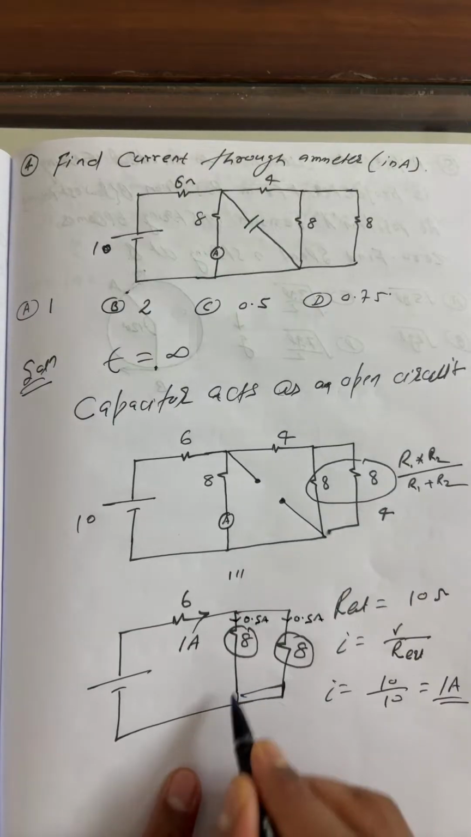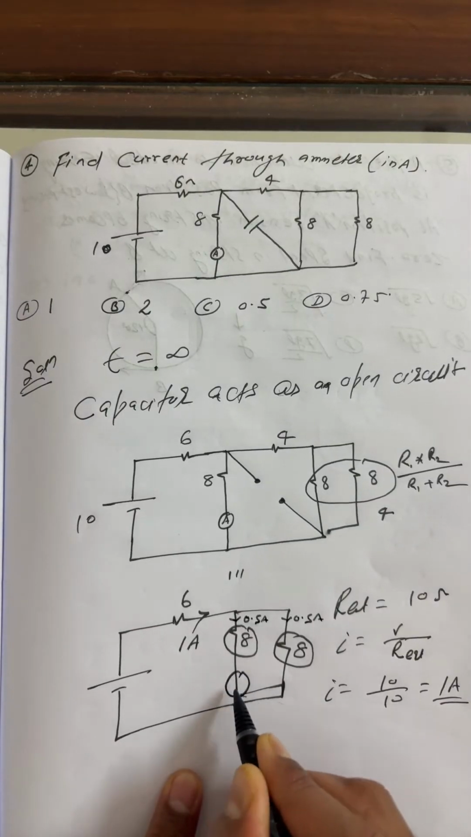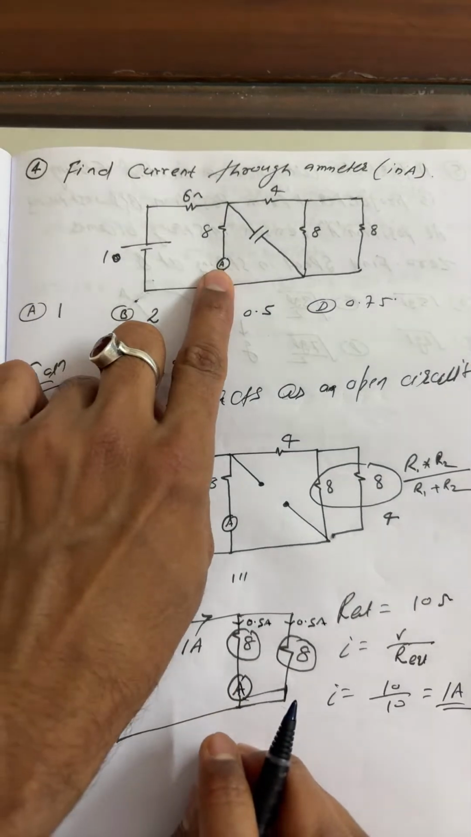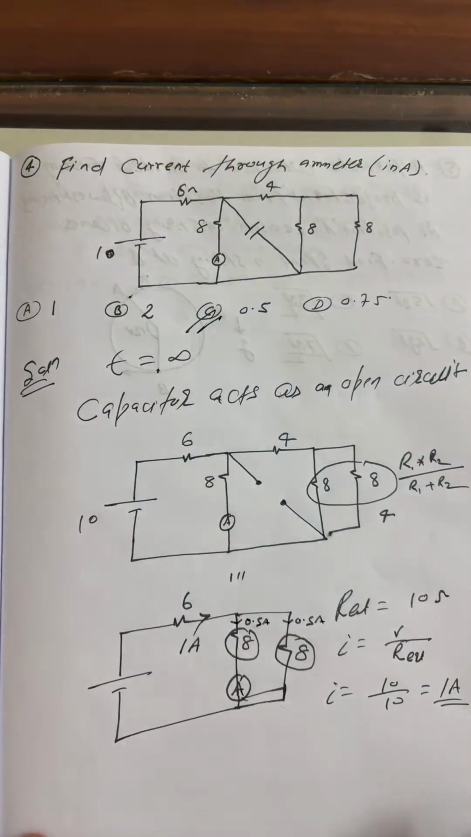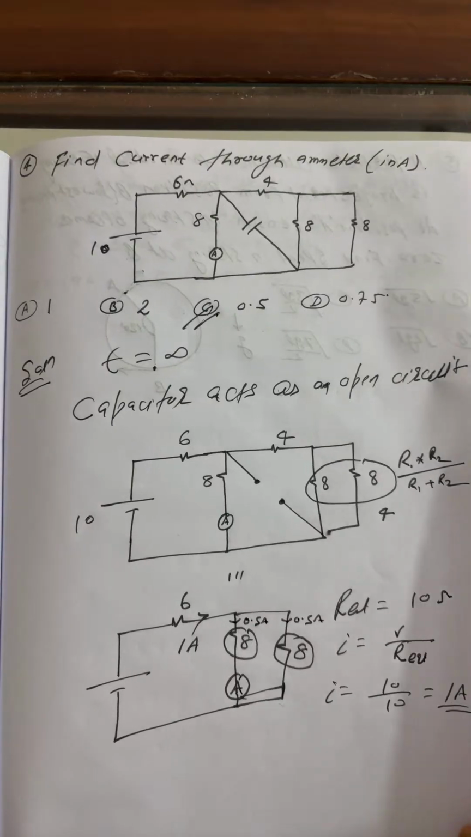The question asks: there is an ammeter, so what is the current that passes through the ammeter? The answer is not 1 ampere. Your answer is option C. Have a look at the next one.